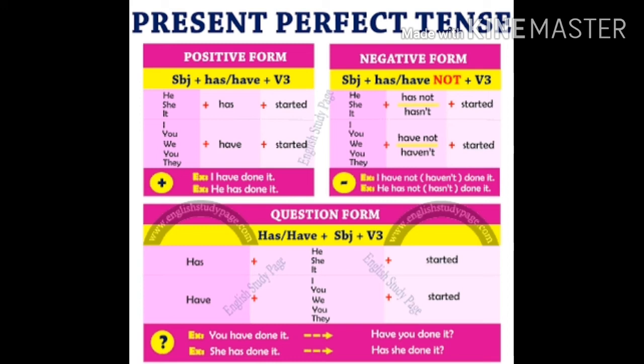You can look at the examples that are on your screen. For affirmative, I have done it. For negative, I have not done it. And then for interrogative, have you done it?